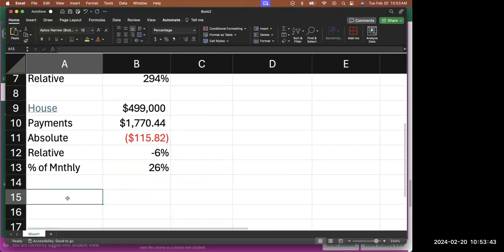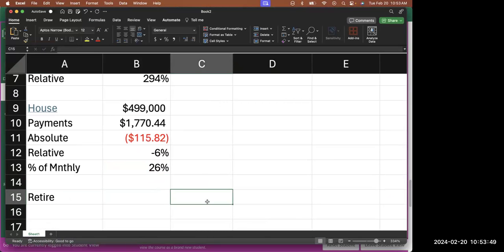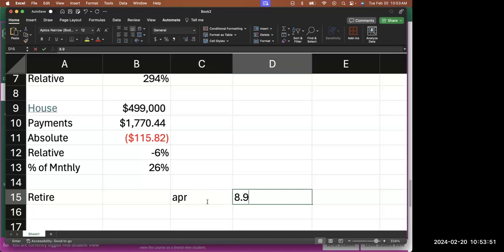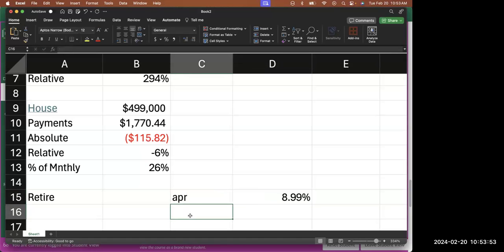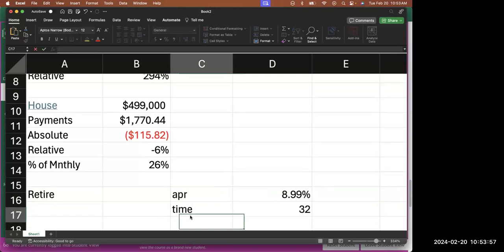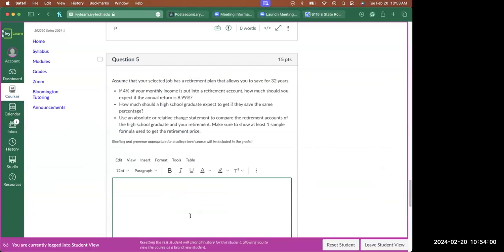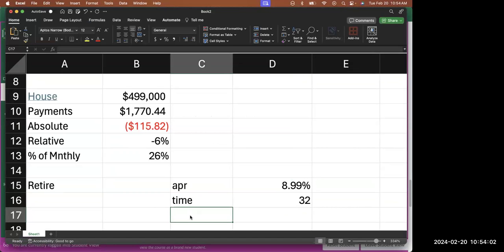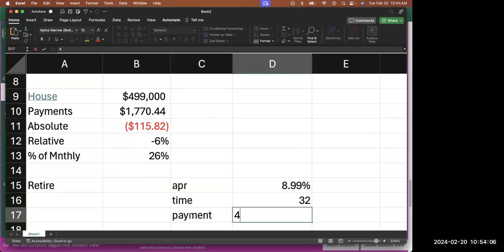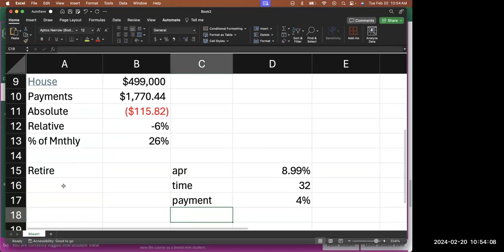So I need to do retirement for both people. The rate is 8.99%. The time was 32 years. Double check that. Yes. And then the payment is 4% of our monthly income. Okay, so let's do it.